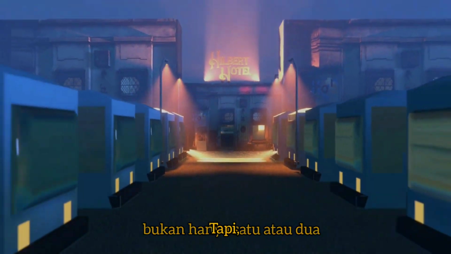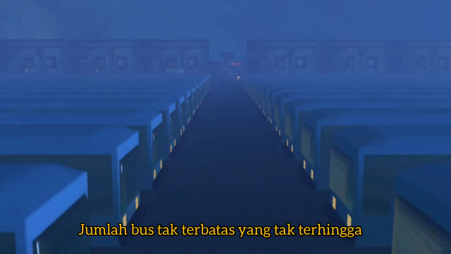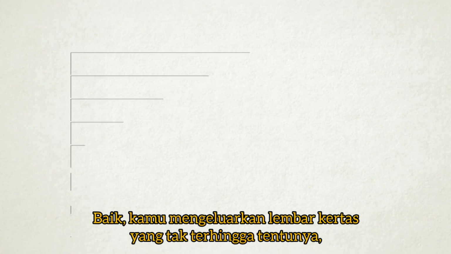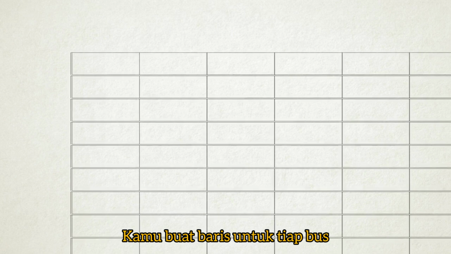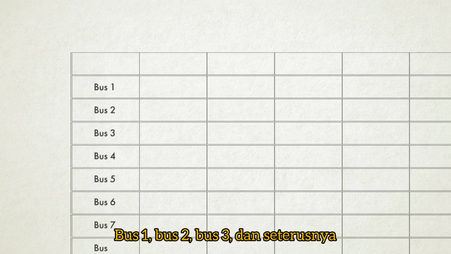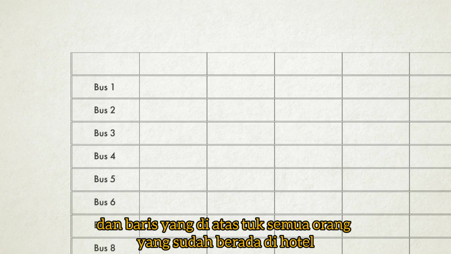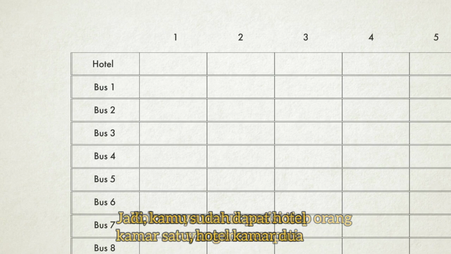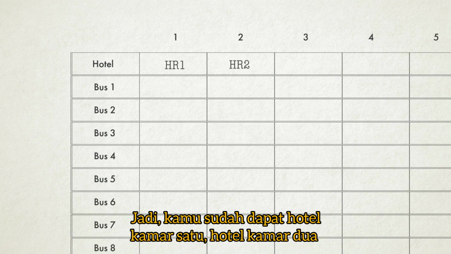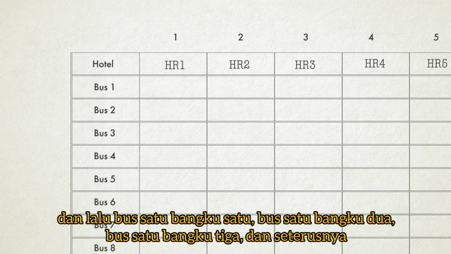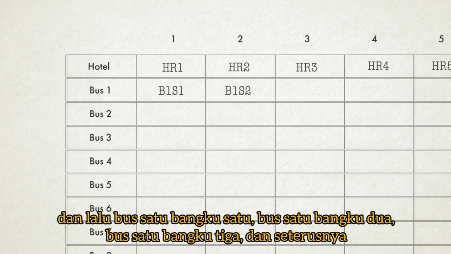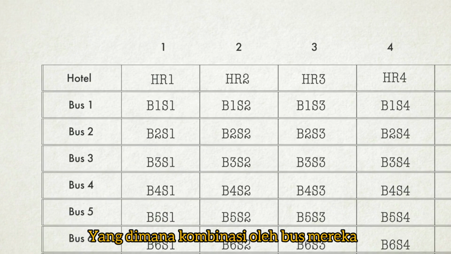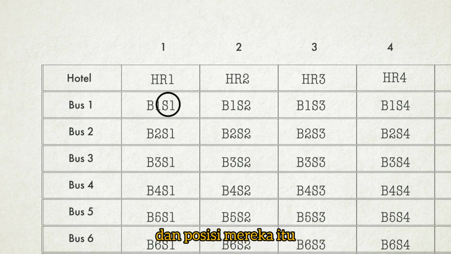Not just 1 or 2, but an infinite number of infinite buses. So, what can you do? Well, you pull out an infinite spreadsheet, of course. You make a row for each bus: bus 1, bus 2, bus 3, and so on, and a row at the top for all the people who are already in the hotel. The columns are for the position each person occupies. So you've got hotel room 1, hotel room 2, hotel room 3, etc., and then bus 1 seat 1, bus 1 seat 2, bus 1 seat 3, and so on. So each person gets a unique identifier, which is a combination of their vehicle and their position in it.